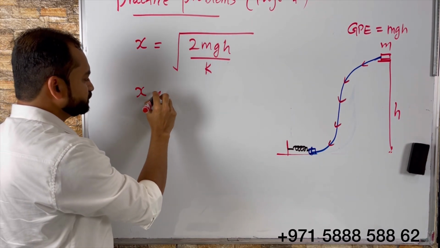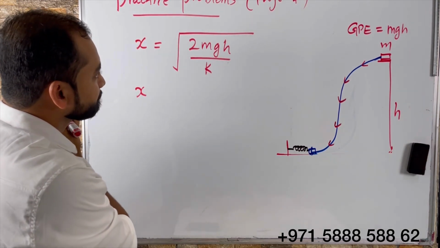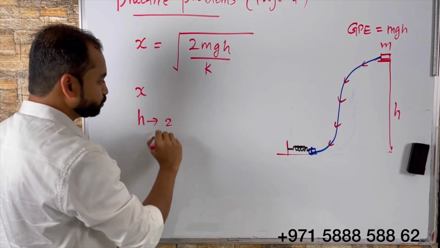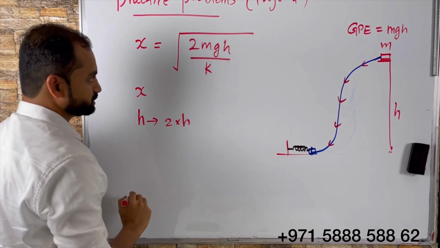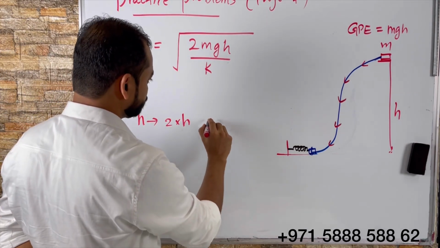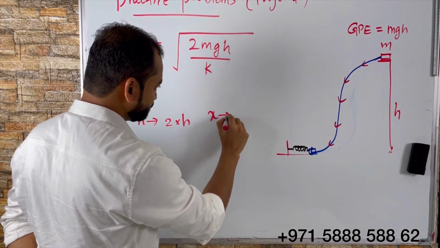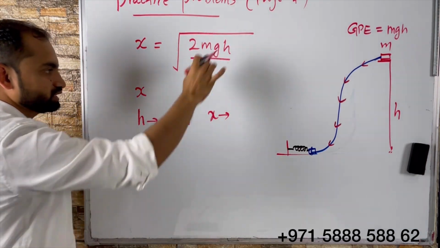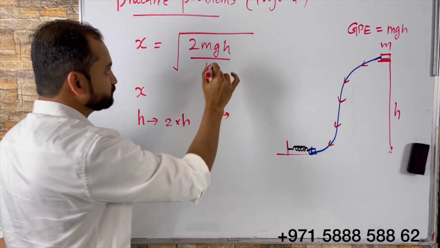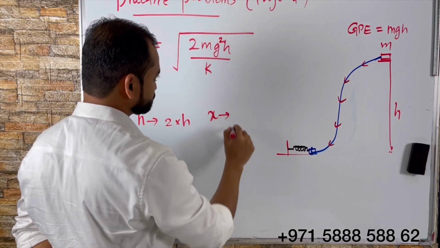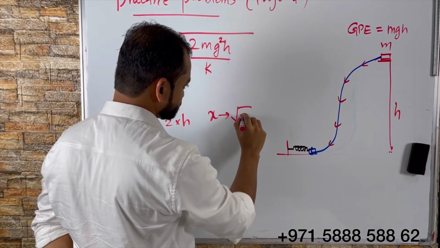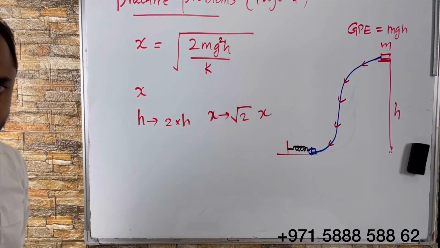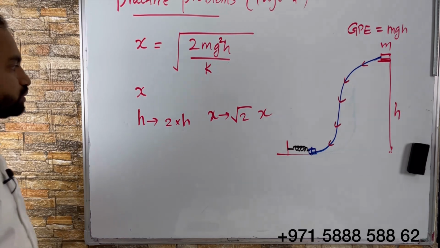So when you increase the height by 2 times, you are making it 2 times the height. So what happens to x? Because this h is inside the square root, if we write 2 here, it is inside the square root. So x will be increased by root 2 times. The compression will be increased by root 2 times.